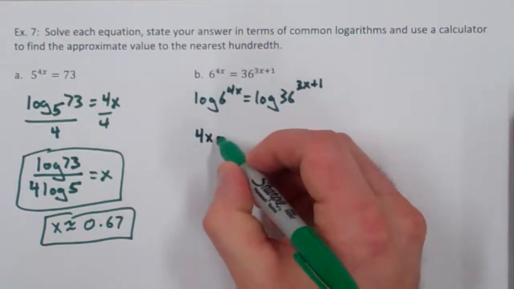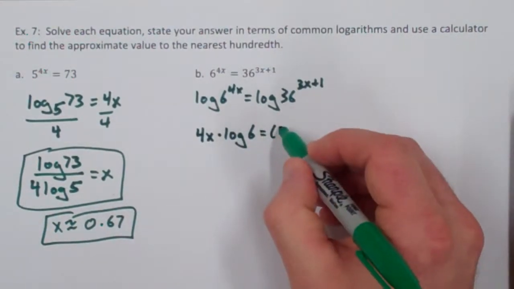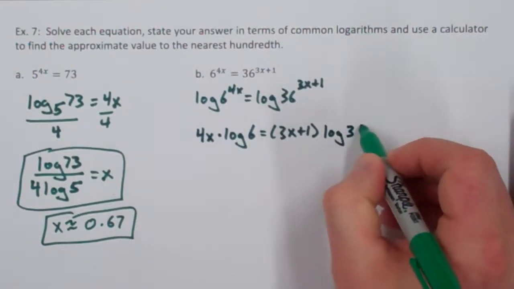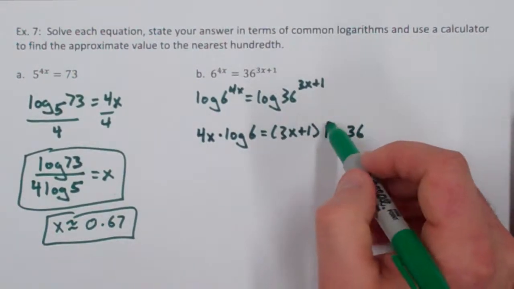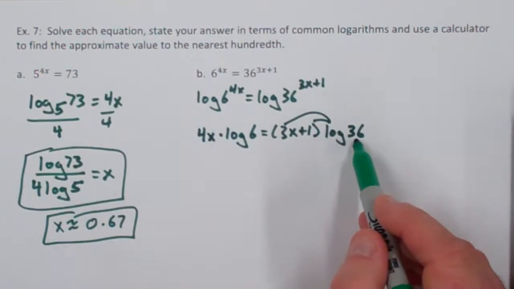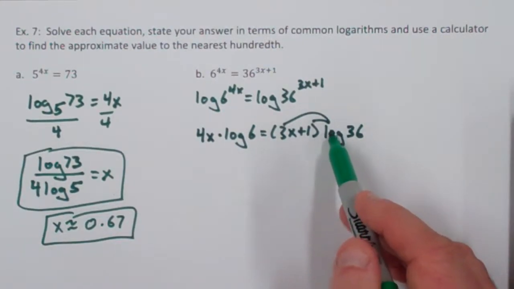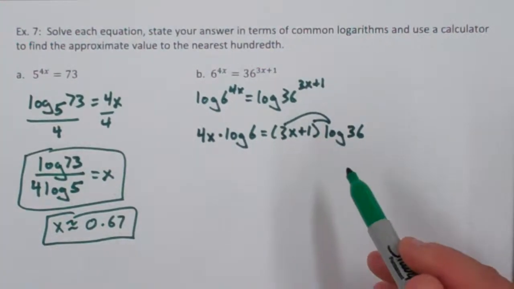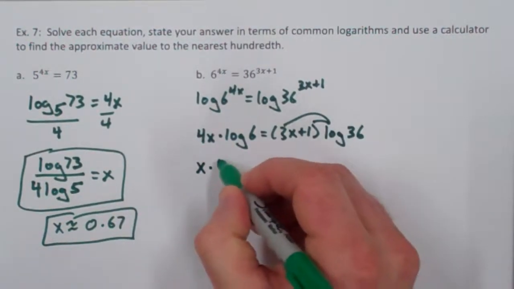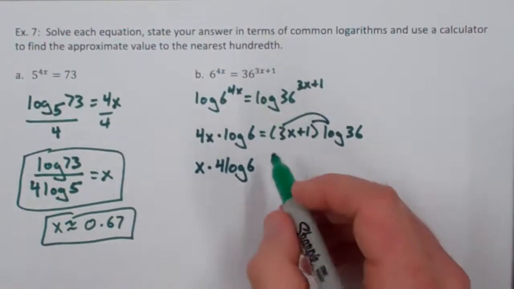So we can write this as 4x times log of 6, and this one we need to use parentheses, 3x plus 1 times the log of 36. If we distribute this log of 36 all the way across, and remember that the log of 36 is just some value, and you can treat it as such. Like if this was a 4 out here, you would just distribute the 4. You can do the same thing with logarithms. So this one, I'm going to change this a little bit. I'm going to make this x times 4 log 6. It's really the same thing. We're just multiplying everything together.